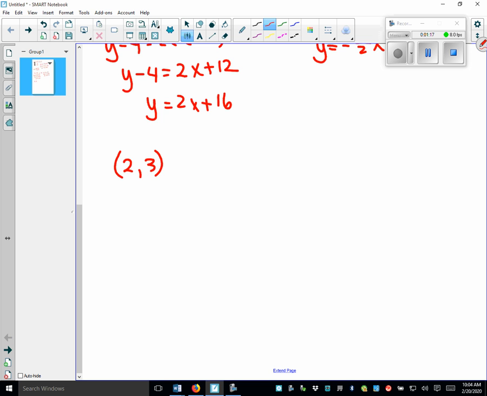It goes through the point 2, 3. It is parallel to this. Find the equation in standard form. In standard form or standard? Would it make sense if I just said standard form? I don't think so.